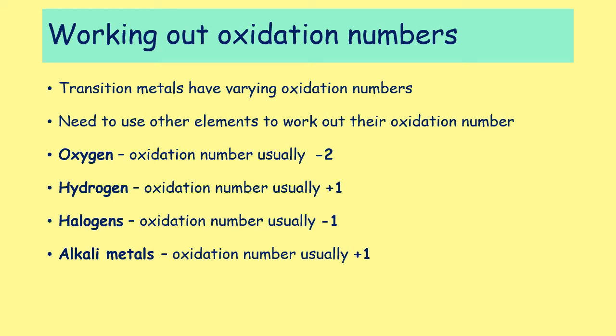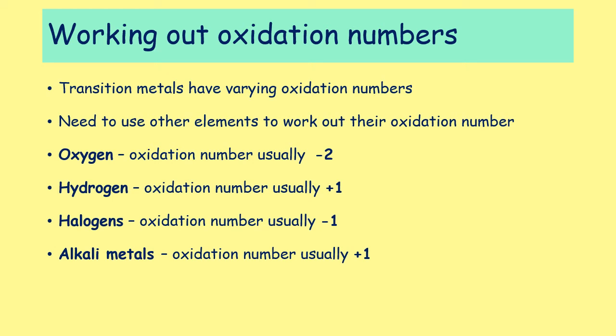Hydrogen, there are some very rare cases where hydrogen actually has an oxidation number of -1, but in most cases you can consider it as having a +1 oxidation state. All halogens, so chloride, fluoride, bromide, iodide, etc., have oxidation numbers of -1, and alkali metals, so your sodium, lithium, etc., have an oxidation number of +1. What's not written on the slide are the group 2, the alkaline earth metals. They will always have an oxidation number of +2.